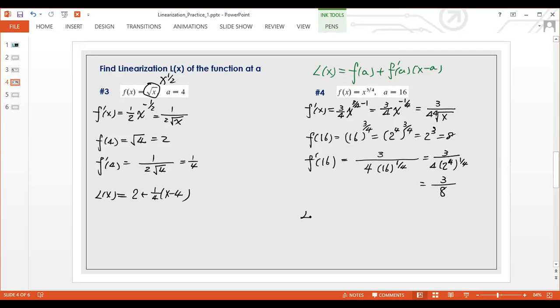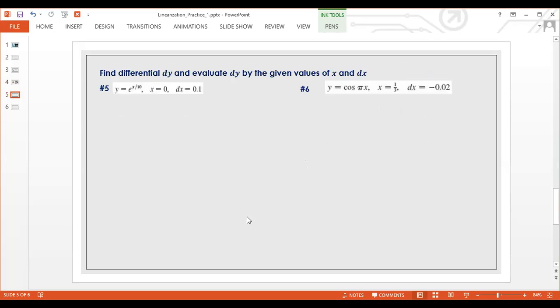All right, so now I can write my L of x, it's pretty easy, right? f of a, so it's a plus f prime, so it's 3a, and x minus 16. Okay, so it's pretty straightforward and very easy to do.